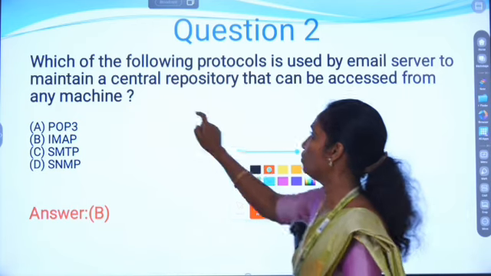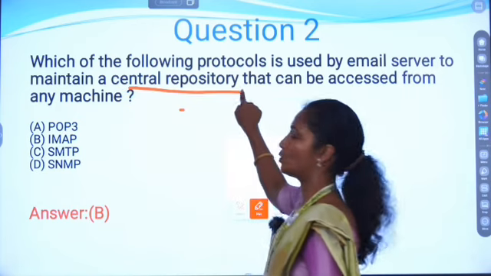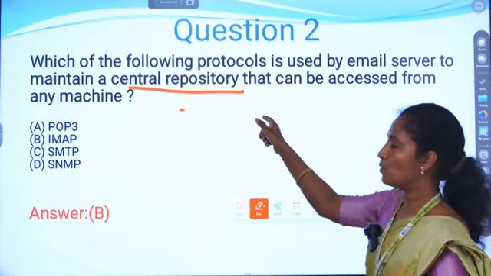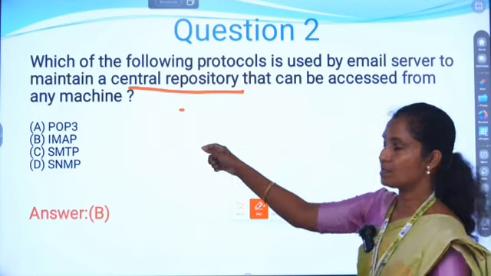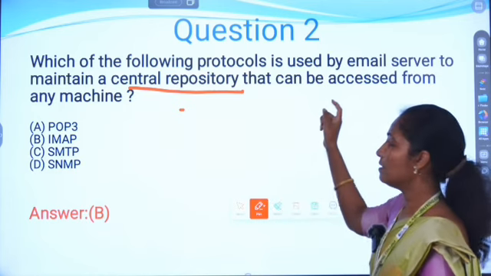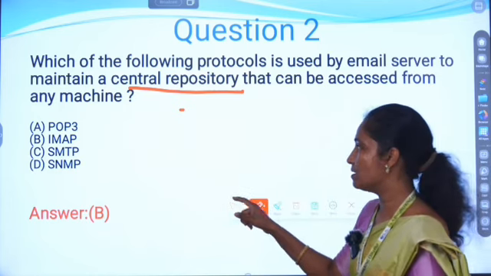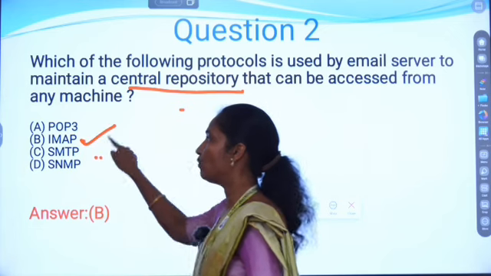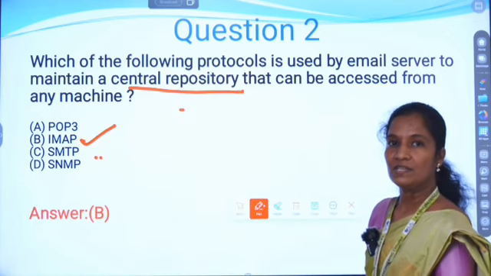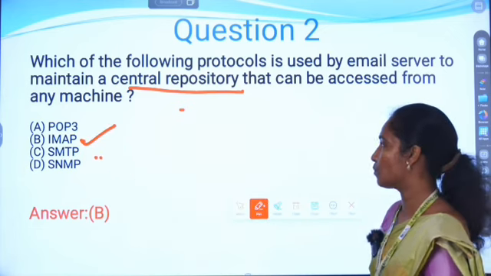Here we have to check the central repository. The central repository which is used for accessing the mails from any machine is IMAP. The full form of IMAP is Internet Message Access Protocol.